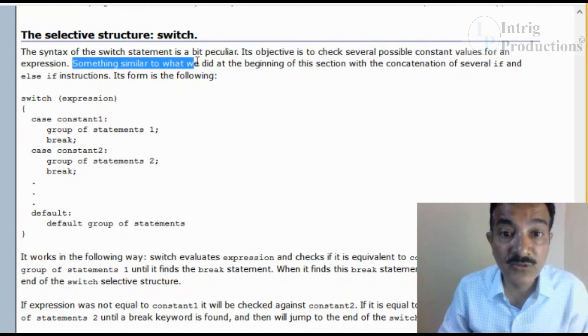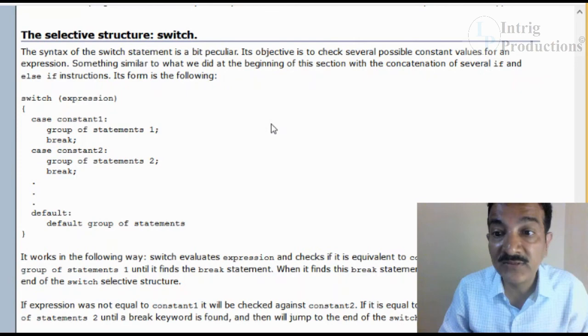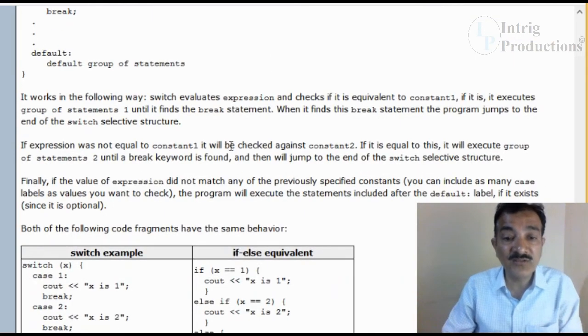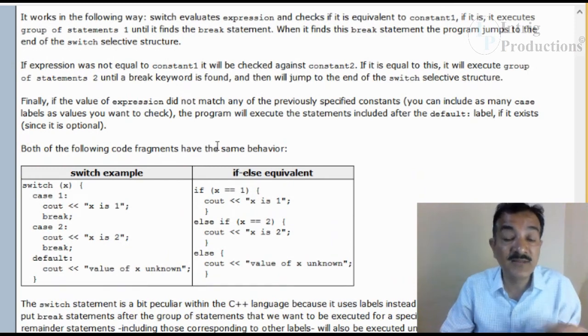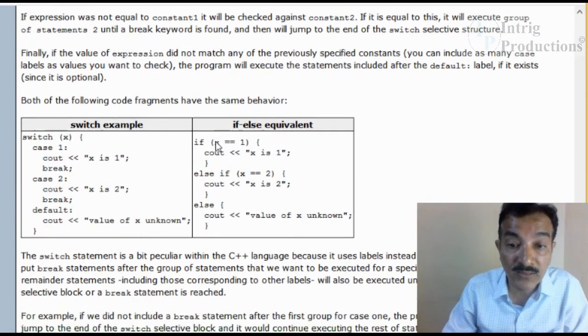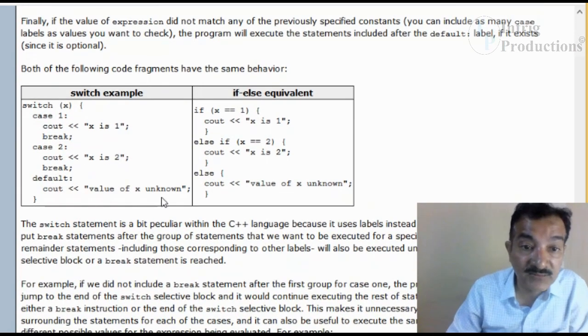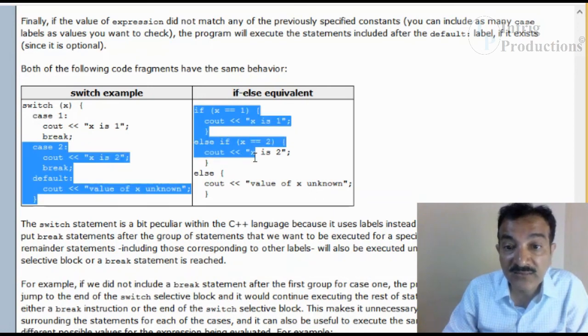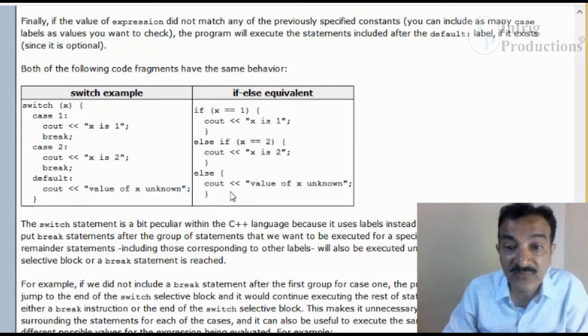Sometimes similar to what we did at the beginning of the session, with concatenation of several if and else if. So it is actually doing several if, else if kind of work. Here there is an example. So how it is working: if x is equal to 1, then execute this. Else if x is equal to 2, then execute this. Else if x is 0. So it switches similarly here.